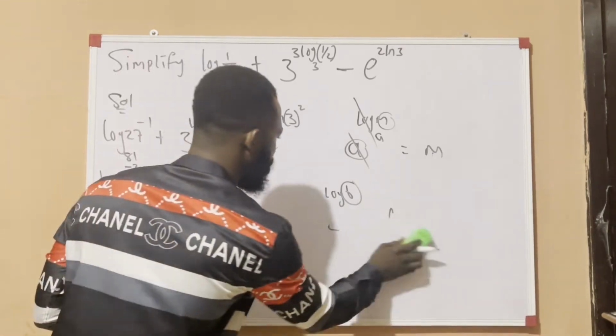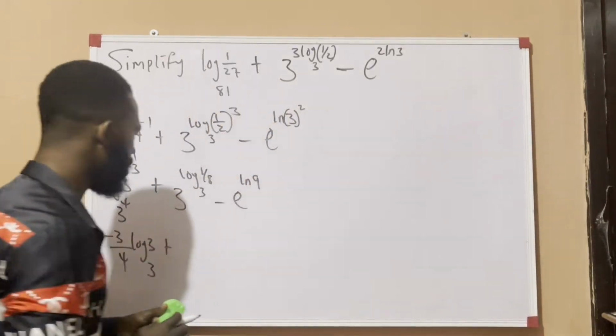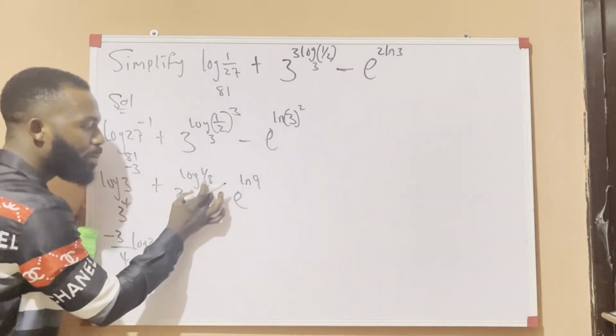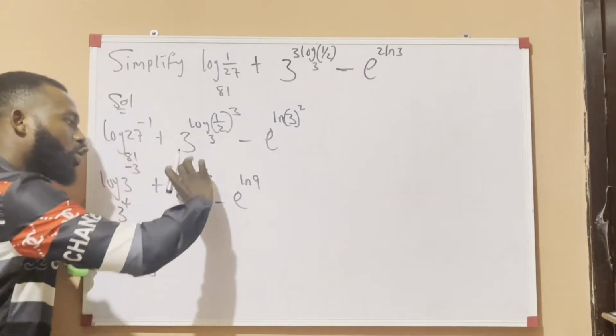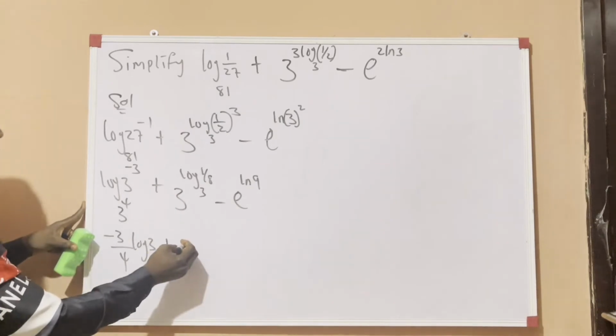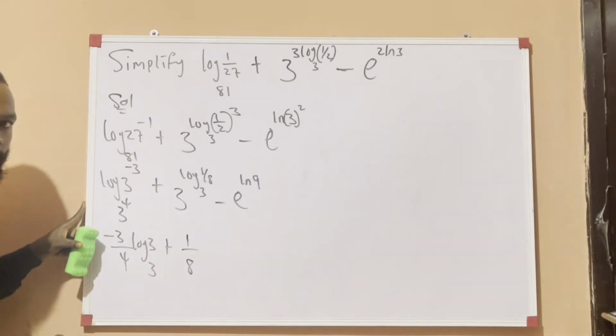Alright, now let's continue. If you take a look at this question very well, you will notice that the base here and the base of the log also are the same. So what will be here as the answer? Our answer becomes 1 over 8.